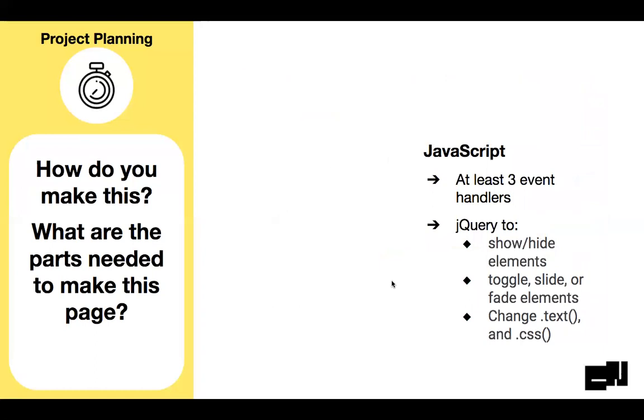Okay, so what do I already know? What do I need to make this website? So we know in JavaScript, I need at least 3 event handlers, right? We want 3 handlers to finish the story, or 3 events before the story is done, minimum. And I need jQuery to show and hide elements, toggle, slide, fade elements. I also need jQuery to change the text and change the CSS.